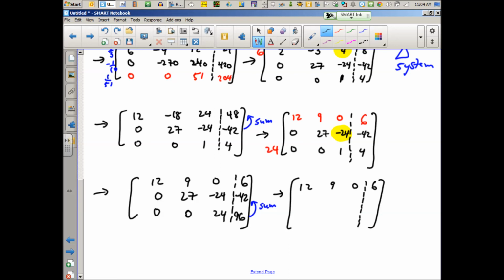Top row hasn't changed. Here's a new middle row for you. Ooh, I gotta be careful. Yeah, that's right. 0, 27, 0, and 54. Bottom row is 0, 0, 24, 96. And one more target spot right where that 9 is.